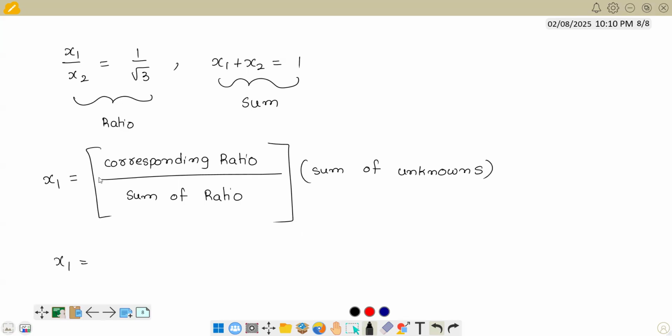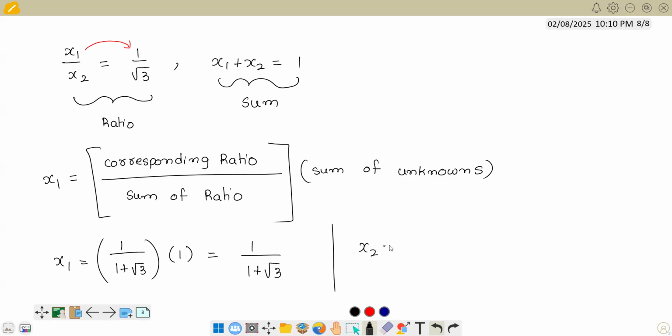What do I mean by this? Okay, what is the corresponding ratio of x1? The corresponding ratio of x1 is 1. So 1 divided by sum of ratio, 1 plus root 3, into sum of unknowns. What's the sum of unknowns? x1 plus x2 is 1. So you'll get 1 by 1 plus root 3 as the value of x1.